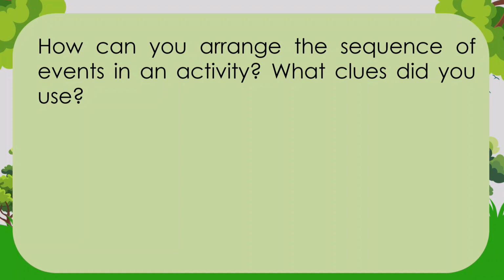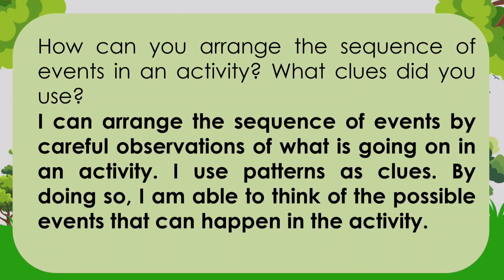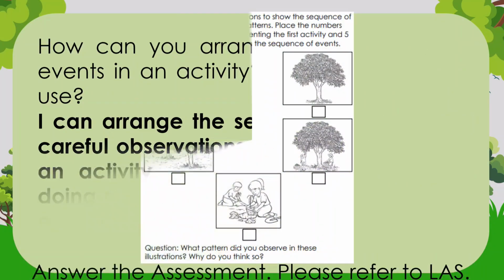How can you arrange the sequence of events in an activity? What clues did you use? I can arrange the sequence of events by carefully observing what is going on in an activity. I use patterns as clues. By doing so, I am able to think of the possible events that can happen in the activity.